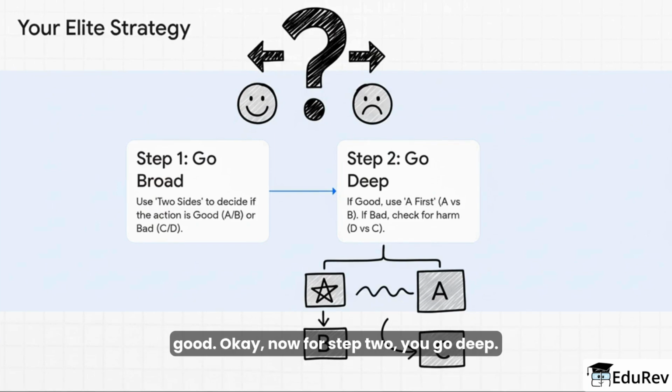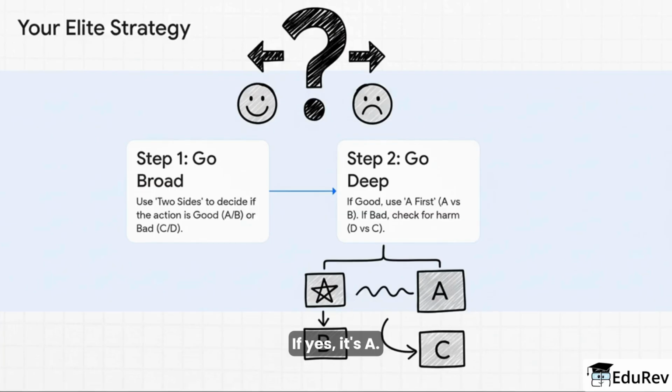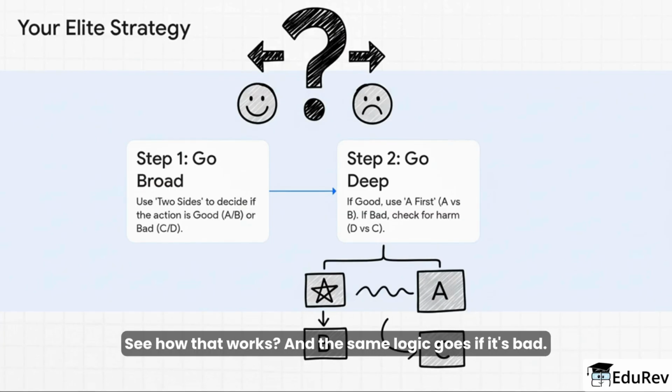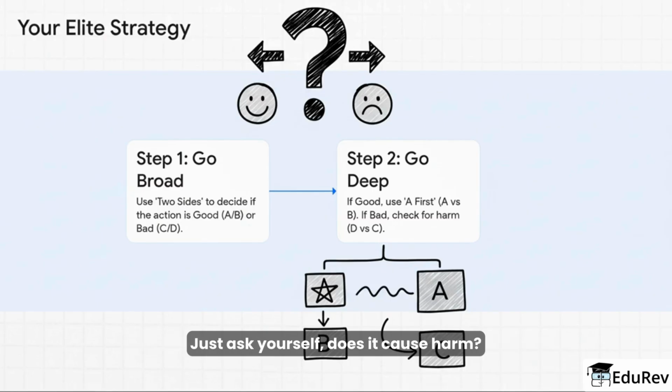Okay, now for step 2, you go deep. Use the A-first method. Is it perfect? If yes, it's A. If it's not quite perfect, it has to be B. See how that works? And the same logic goes if it's bad. Just ask yourself, does it cause harm? If yes, it's D. If no, it's got to be C. This is your mental flowchart for every single SJT question.